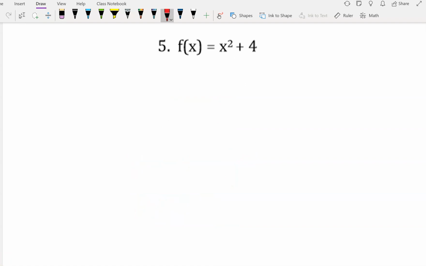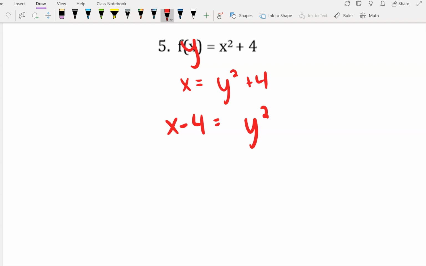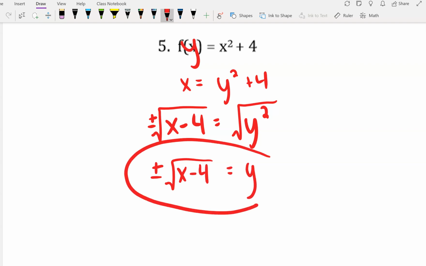Final one in this section, this is a y for our purposes. We'll switch x and y. x equals y squared plus 4 and solve for y. So subtract 4 from both sides. We'll have x minus 4 equals y squared. And then to solve this, we need to get rid of the squared, so we square root both sides. Really important. Don't forget, whenever you square root or solve by square rooting, put a plus or minus in front. Anytime it's an even root. So my answer is going to be plus or minus square root of x minus 4. That plus or minus is really important.